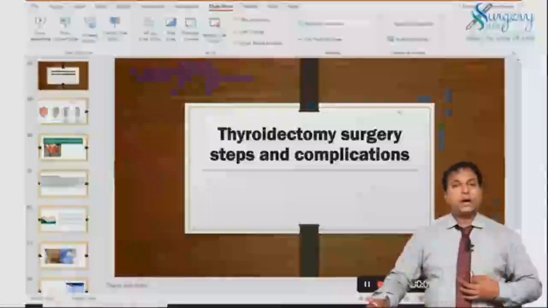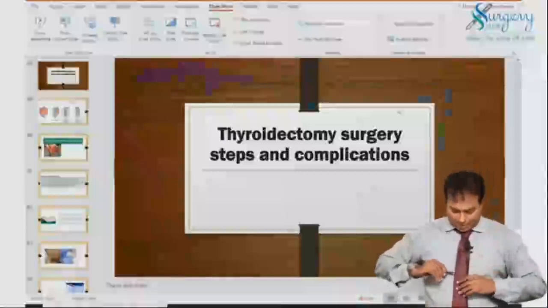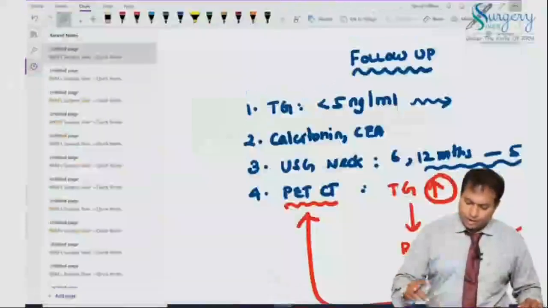Next, we are going to discuss various types of thyroidectomy, various steps in thyroid surgery, what the complications are, and what the recent advances in thyroid surgery are. Just a small topic, but it is an expected MCQ topic. So let us discuss this topic now. Let us start with the various thyroidectomy steps.